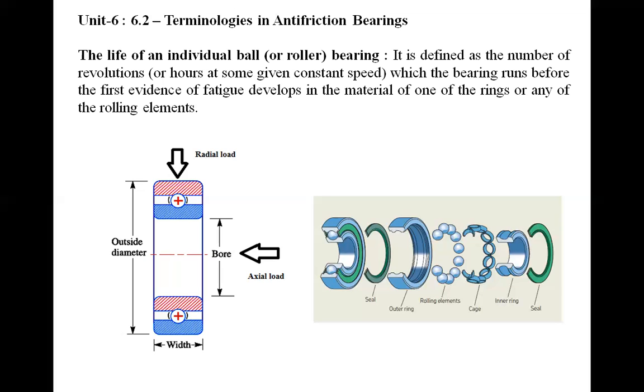If you see the different parts of the bearing, the exploded view is shown here. The balls are kept inside the cage, and there are inner and outer races. The inner diameter is the bore diameter, and the width and outside diameter are shown. The rotating element, ball or roller, is fitted inside the cage. So this is a simple construction of our roller or ball bearing.